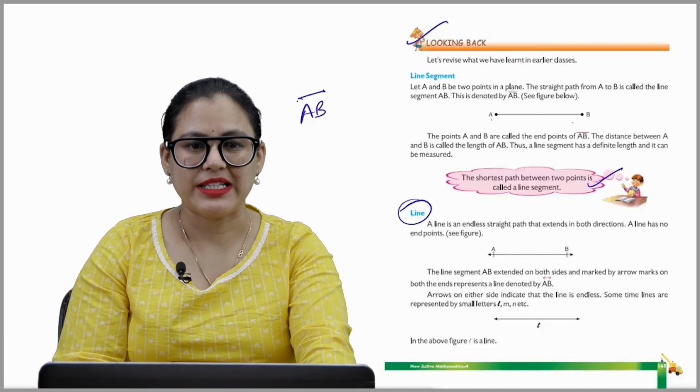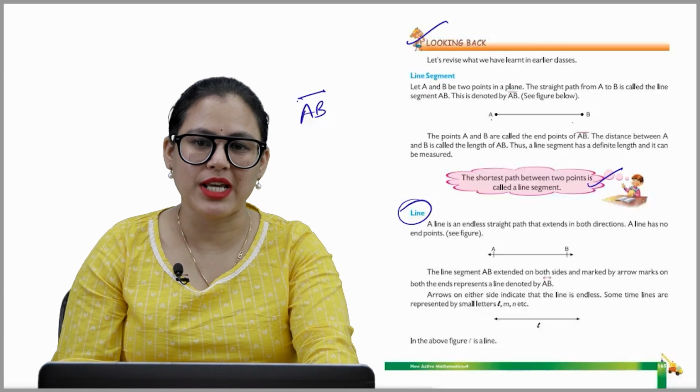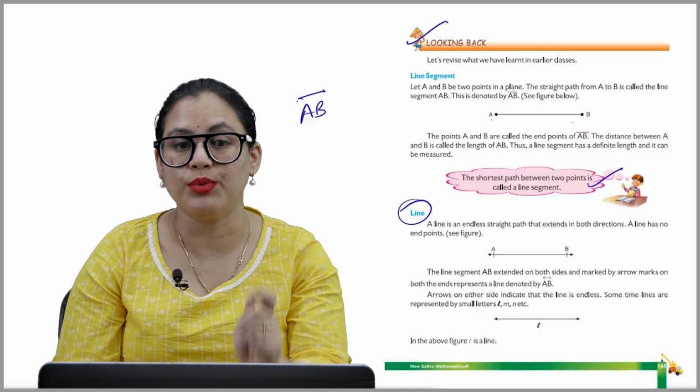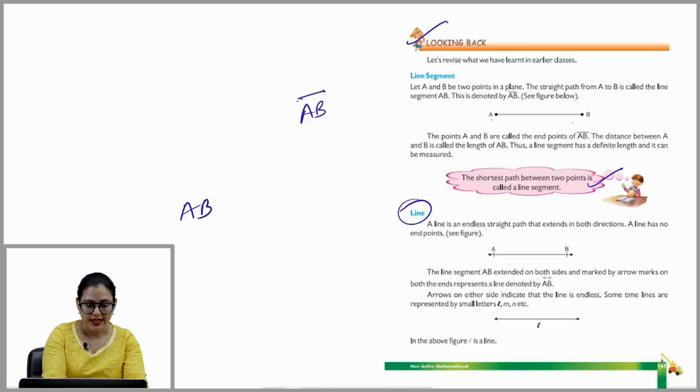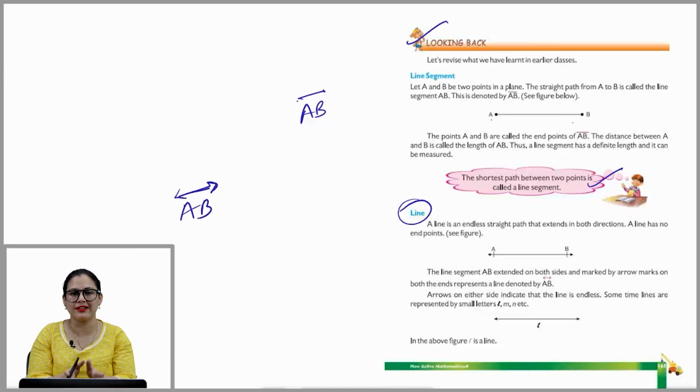See this figure? The line segment AB extended on both sides and marked by arrows on both the ends represent a line denoted by AB, okay. And these arrows represent that we can extend this line endlessly in both the directions, okay. Arrows on either side indicate that the line is endless. Sometimes lines are represented by small letters like L, M, N, etc. like in this case, okay. In this figure, L is a line, okay.